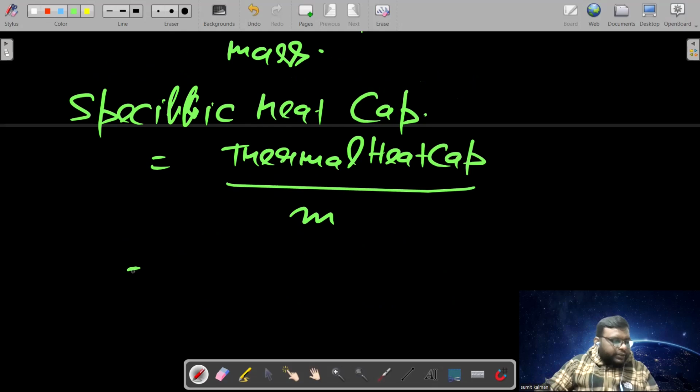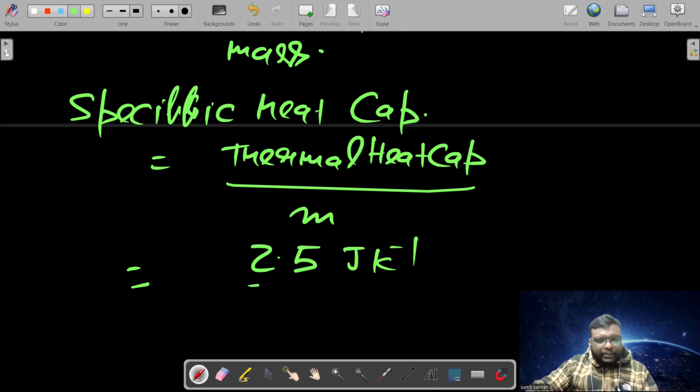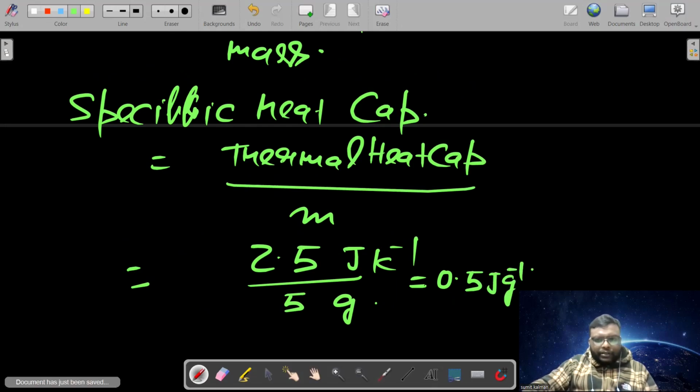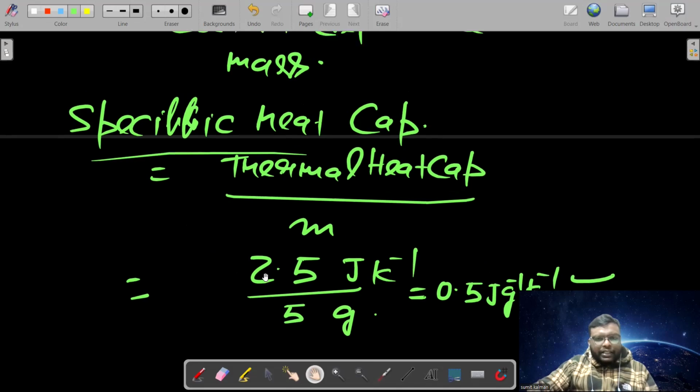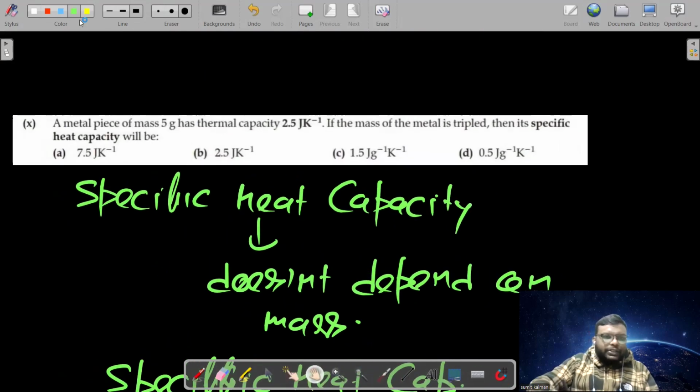So here they have given the thermal heat capacity, it is 2.5 joule per Kelvin, and the mass they have given is 5 gram, and specific heat capacity does not depend on mass, so mass will remain the same. If you calculate this, it will come out to be 0.5 joule per gram per Kelvin. So this is the specific heat capacity. And if you see the options, option D will be the correct answer. So this is the correct answer.